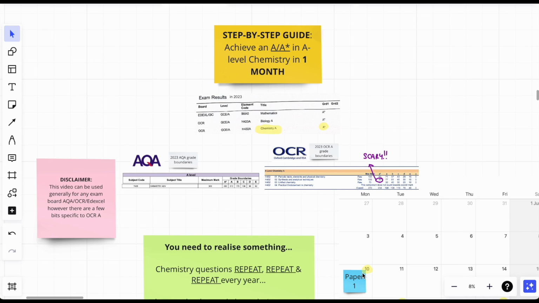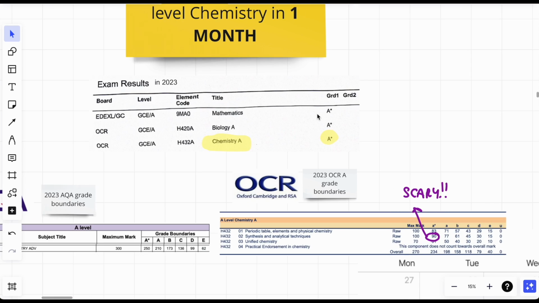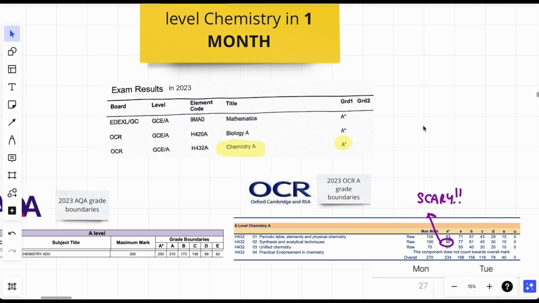So we are back with another guide. This time is on how to achieve an A or an A star in A-level chemistry in 1 month. But the question really is, who the hell am I to be telling you all of this? So hi, I achieved 3 A stars in my A-levels last year, in biochem and maths.